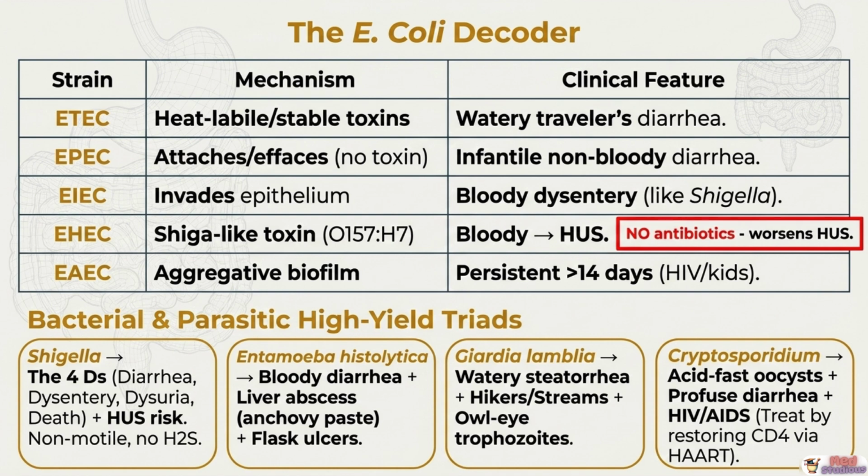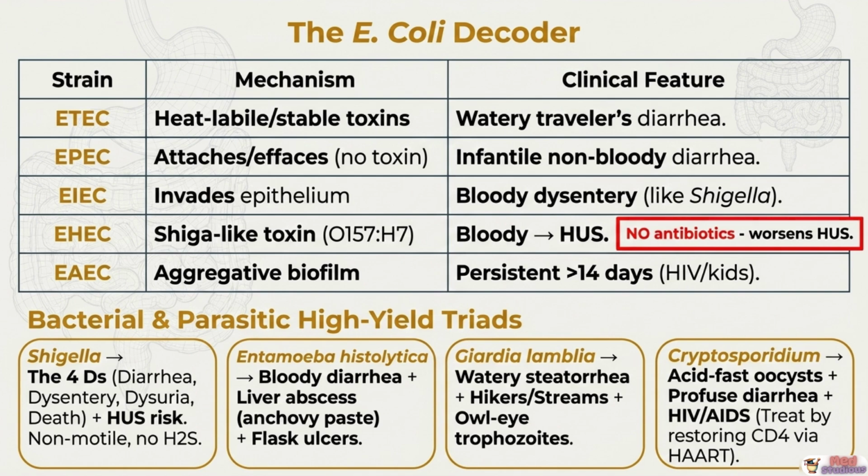And EHEC, the strain behind serotype O157:H7, produces Shiga-like toxin, causing bloody diarrhea that can progress to hemolytic uremic syndrome. Critically, antibiotics are contraindicated here because killing the bacteria releases more toxin and worsens HUS. Beyond E. coli, 3 parasitic triads round out the picture.